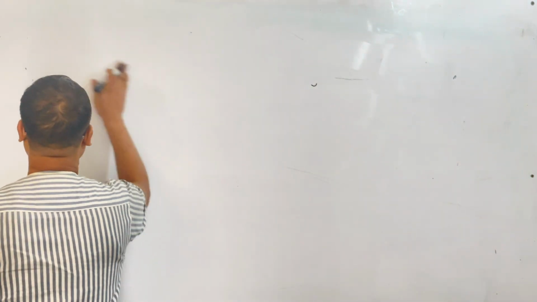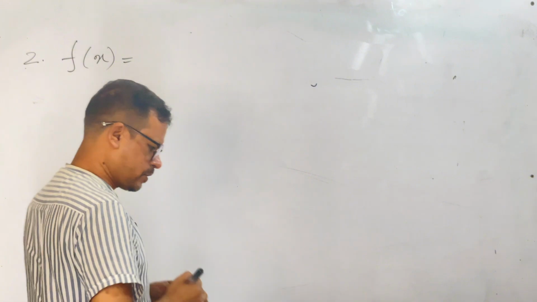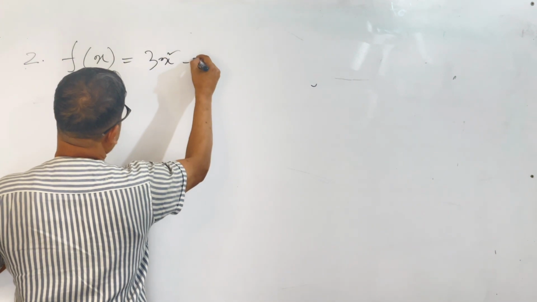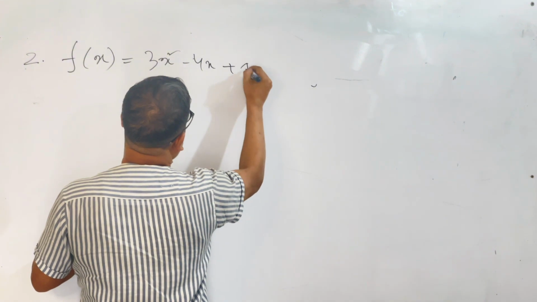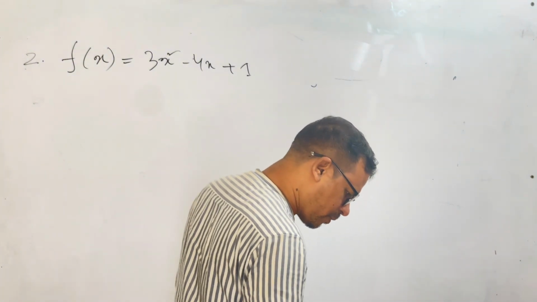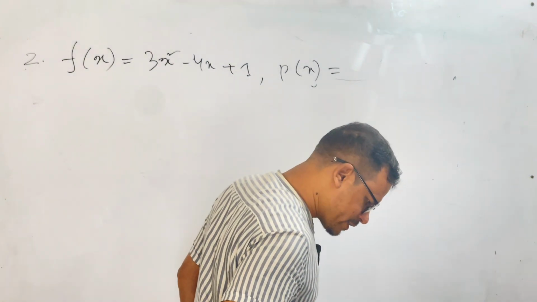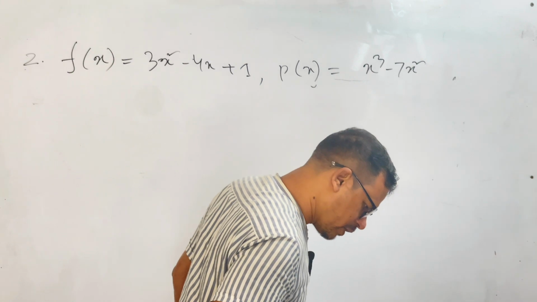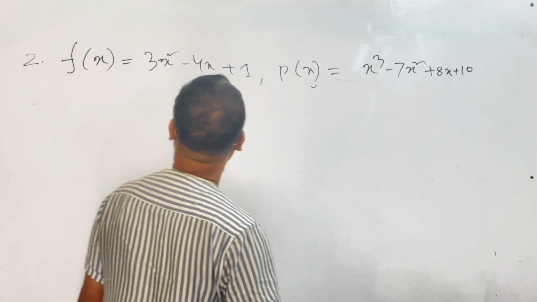And what's the second? Question number 2: f(x) equal to 3x square minus 4x plus 1, p(x) equal to x cube minus 7x square plus 8x plus 10.